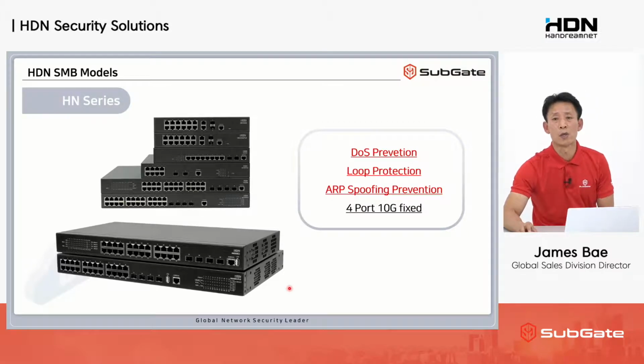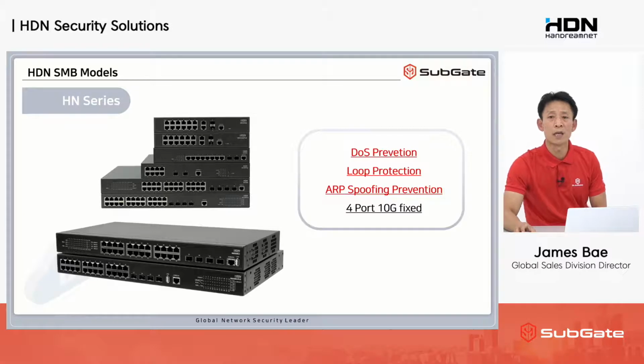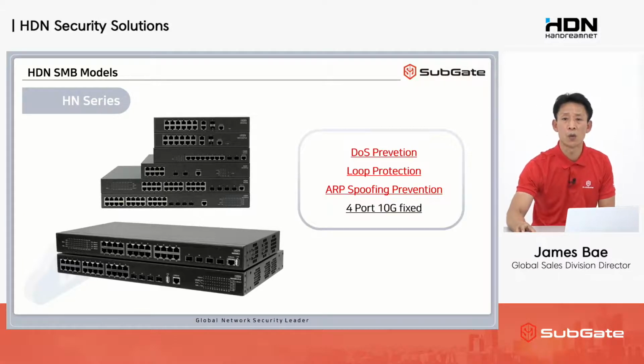HDN SMB model. We have a total of 8 different lineups for the SMB market. Of course, it gives minimum security features such as DoS prevention, loop detection, and ARP spoofing prevention. There are many factories and CCTV in the world. If you combine HDN SMB with CCTV and implement it in a small factory, then it will give you a full synergy, from both a price point of view and a security point of view.